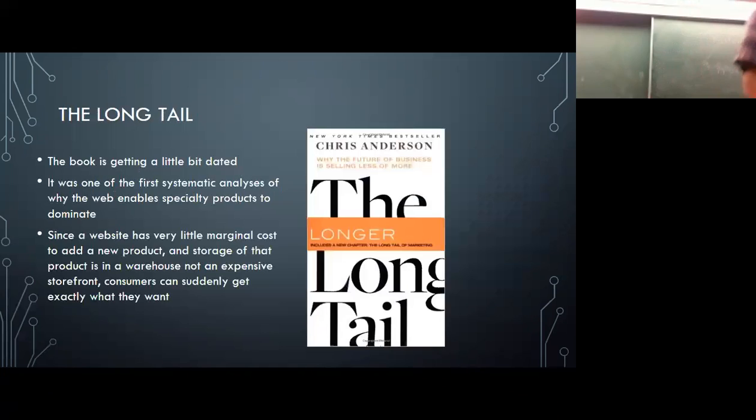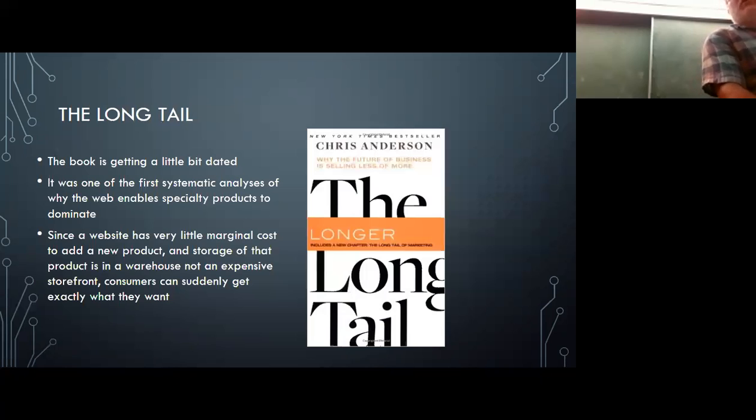So there's a book that's getting a little bit dated on this, but it's still a reference I like talking about, called The Long Tail. Chris Anderson was an editor of Wired magazine for a long time. He's now on a drone building kick and is big in the world of drones. But in between those two gigs, he wrote a book called The Long Tail.